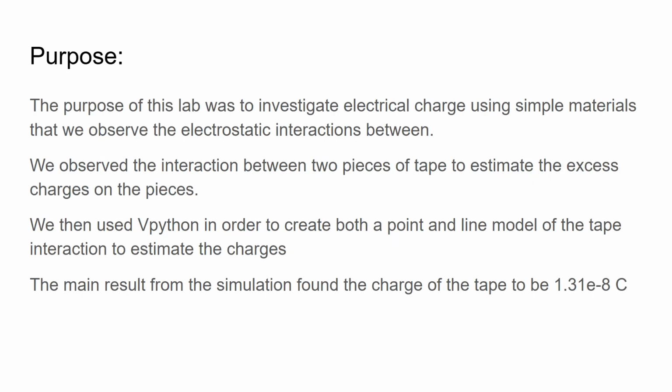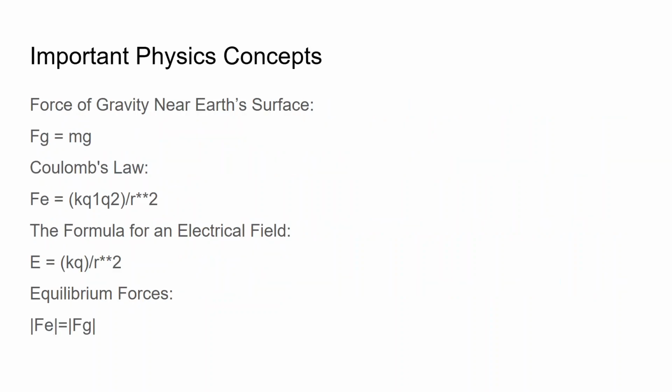The purpose of this lab was to investigate electrical charge using simple materials that we observed the electrostatic interactions between. We observed the interaction between two pieces of tape to estimate the excess charges on the pieces. We then used VPython to create both a point and line model of the tape interaction to estimate the charges. The main result from the simulation found the charge of the tape to be 1.31 times 10 to the negative 8 coulombs.